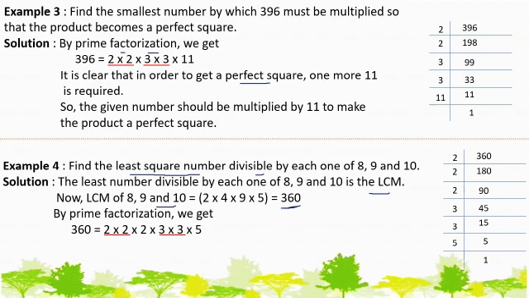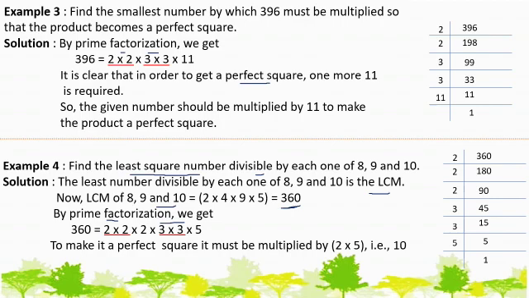Make the groups of identical factors. 2 into 2, one group. 3 into 3 is another group. We can see 2 and 5 do not occur in pairs. Means we require one more 2 and one more 5. To make it a perfect square, it must be multiplied by 2 into 5. That is 10. So the required perfect square is 360 into 10 is equal to 3600. I hope it is clear to you.